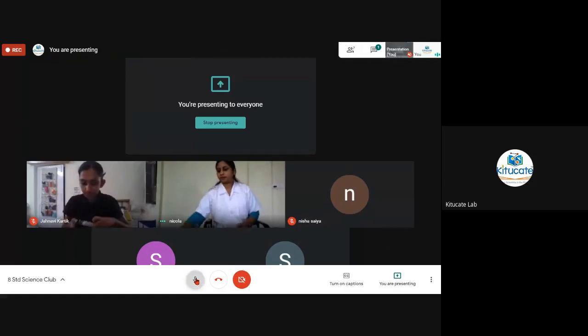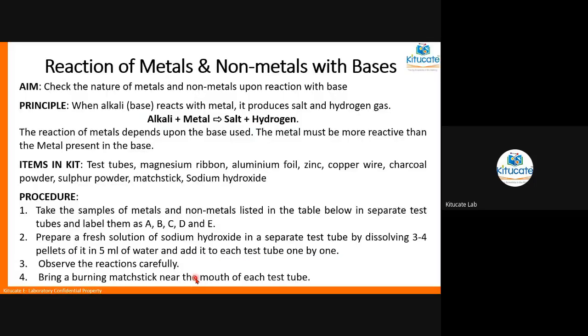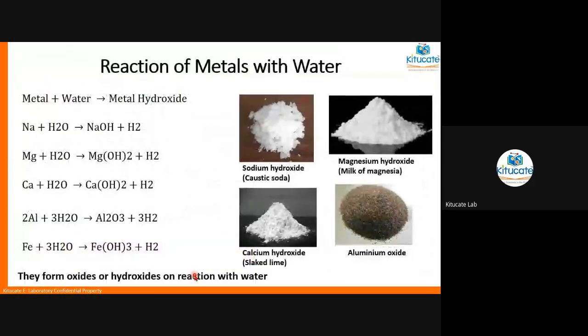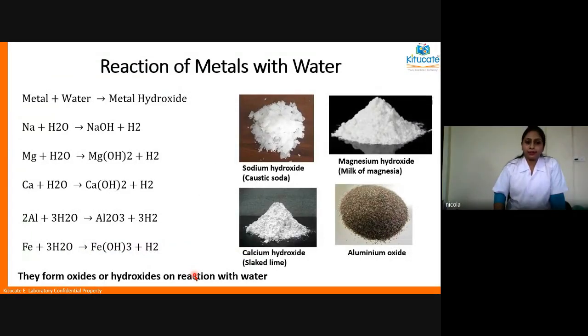Moving back to the presentation. We already learned what happens when metals react with acids and when metals react with oxygen. Now, what will happen when metals react with water? When metals react with water, metal oxides or hydroxides may be formed.